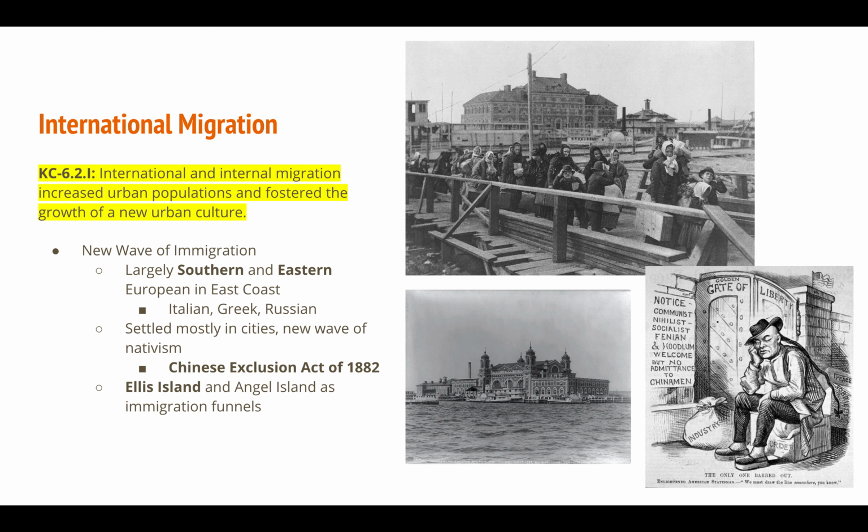Now, on the West Coast, we had Chinese immigrants that were working on railroads, and they are also experiencing nativism because they are perceived to be taking jobs away from white Americans. And so in 1882, Congress passes the Chinese Exclusion Act. Ellis Island and Angel Island on the West Coast are these new immigration funnels where immigrants have to first register and check in, and possibly be turned back around if they don't meet the criteria for the immigration laws that are now being passed and more common.